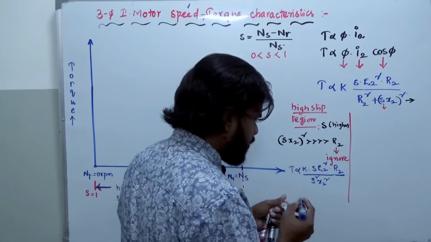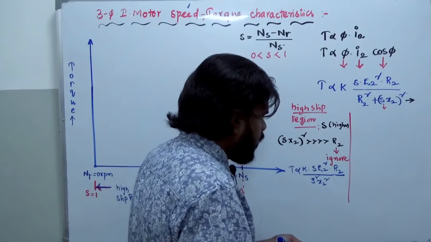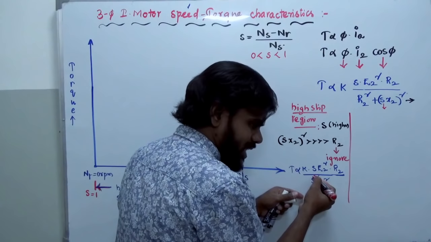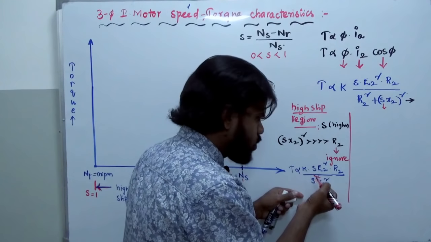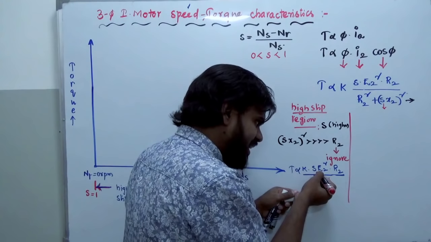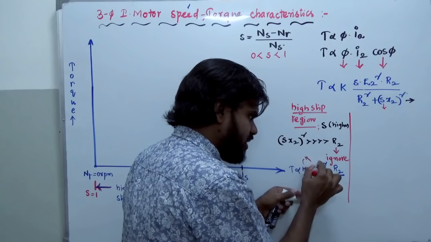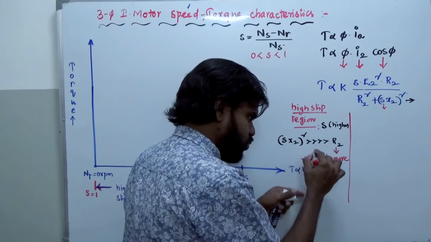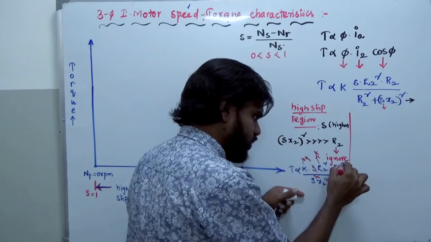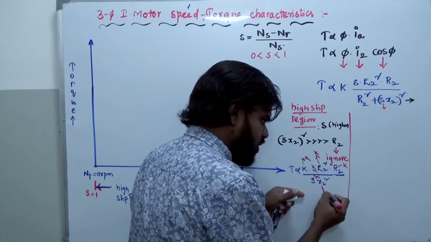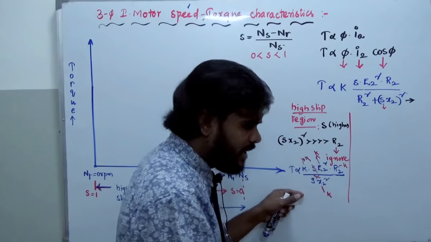S square and X2 square, then what will happen? You see here, there is a square of slip, right? So that square gets cancelled with this, and this is anyways a constant. E2 is anyways a constant, R2 is anyways a constant. And finally, what do you find here? This is also a constant.